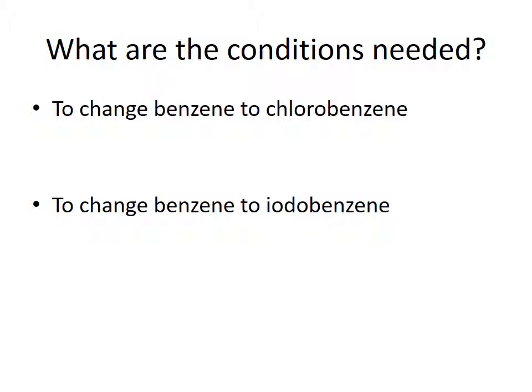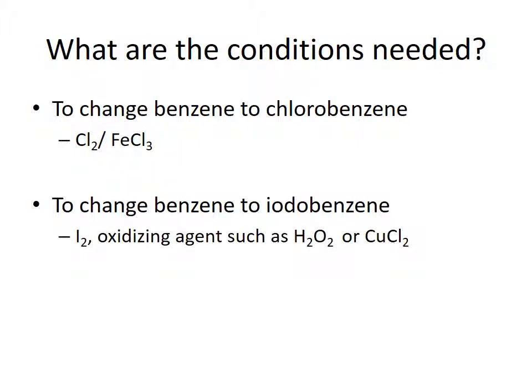So what are the conditions that you need to change benzene to chlorobenzene? Well, you have to have chlorine and a catalyst. What's the catalyst? Well, a great one's iron 3 chloride. What do you need to change benzene to iodobenzene? Well, that's going to be iodine and an oxidizing agent. The oxidizing agent can be either hydrogen peroxide or copper 2 chloride.